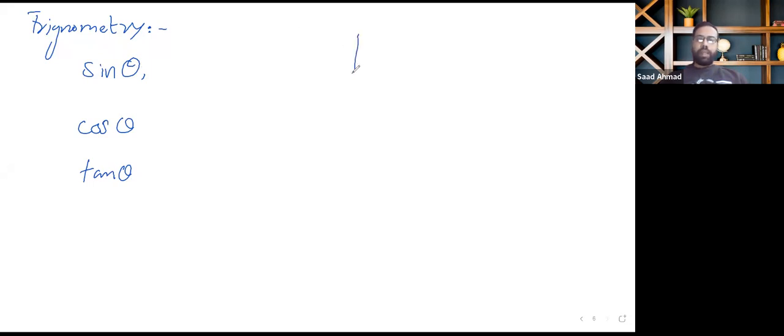So let's start with a right triangle. These ratios are for the right triangle. A right triangle is the triangle in which this angle is 90 degrees. In which the angle is 90 degrees, that's a right triangle. And there is our angle theta. Or if theta is a difficult word, I can use A.